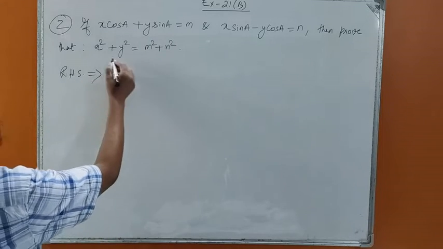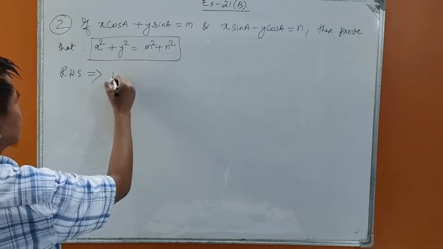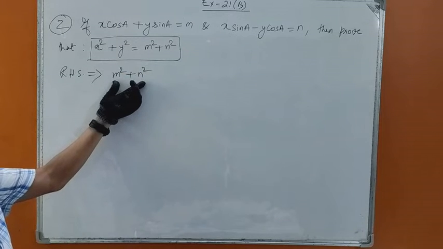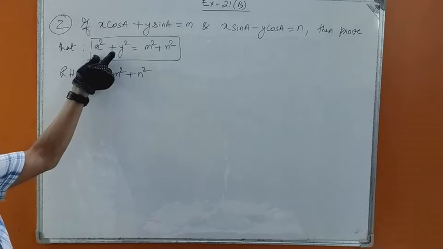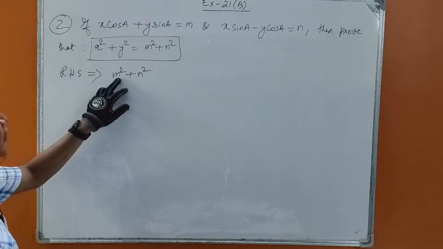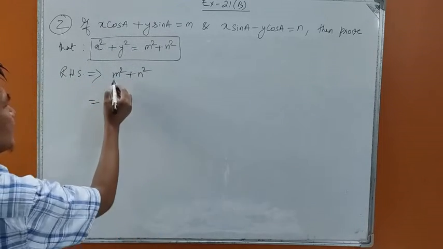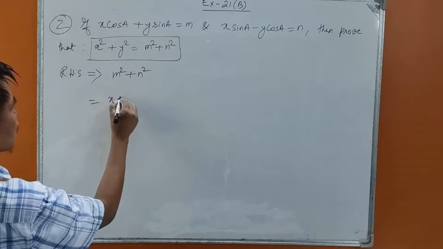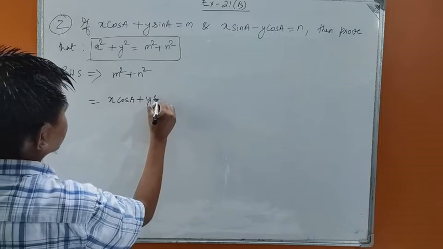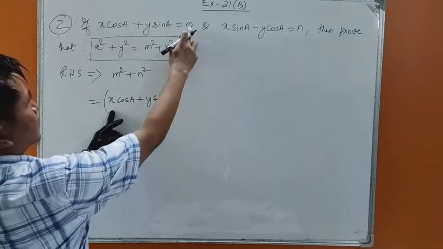So RHS is m square plus n square. From this m square plus n square, we are asked to prove x square plus y square. So let's put the value of m and n. What is the value of m? M is x cos a plus y sin a. Instead of m, I write (x cos a plus y sin a) whole square.